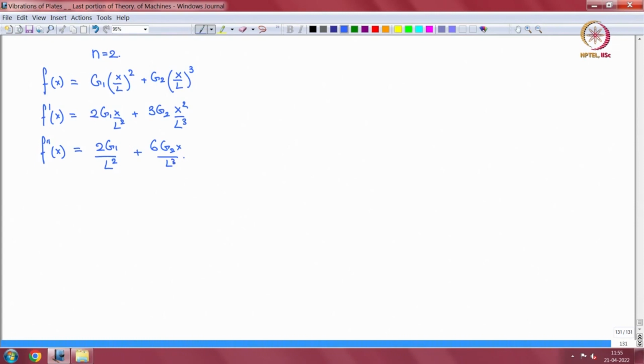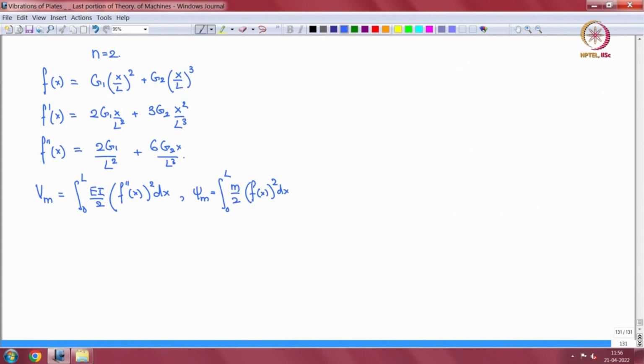Okay. Then what is Vm? Vm is the same thing, integral 0 to L EI by 2 f double dash of x squared dx. Okay, and psi m is equal to integral 0 to L m by 2 f of x whole squared dx.